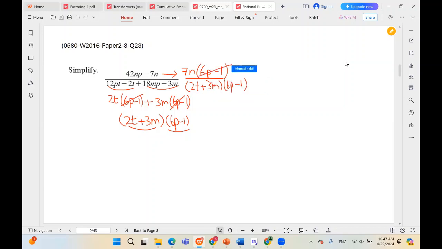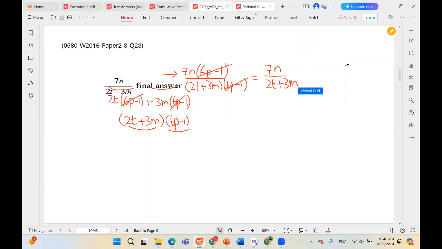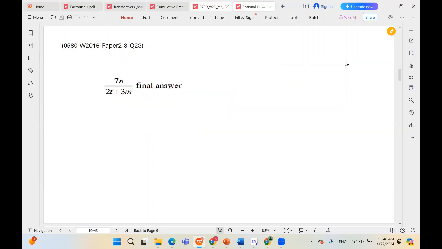Now we can cancel these out. I'm not going to write the condition where p is not equal to so-and-so because they don't require it. But in some systems and in some schools, they do require that, so you should know to write that down. So 7n over 2t plus 3m is the final answer here. And this is the correct final answer.